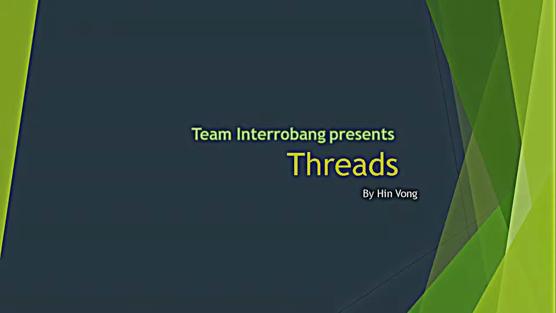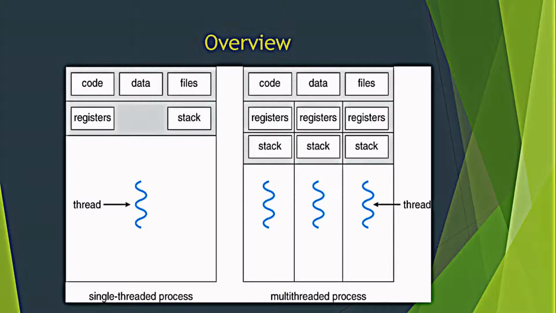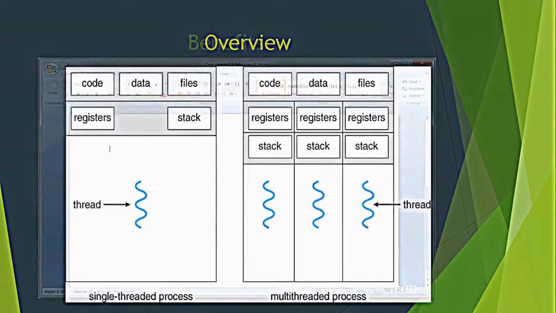And in this video, I will try to convince you why you need threads in your OS. So here we have a single-threaded process and a multi-threaded process. In a multi-threaded process, all threads share the same code, data, and files, but they each must have their own program counter, register, and stack.